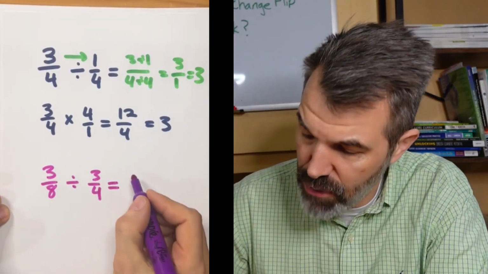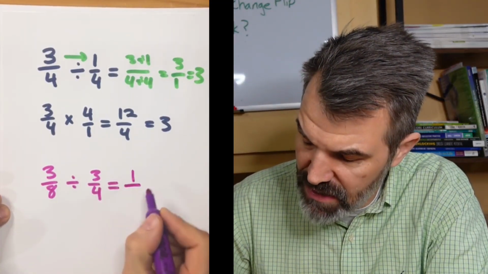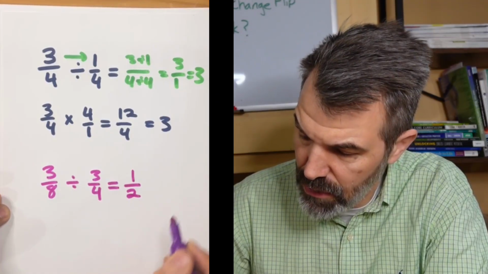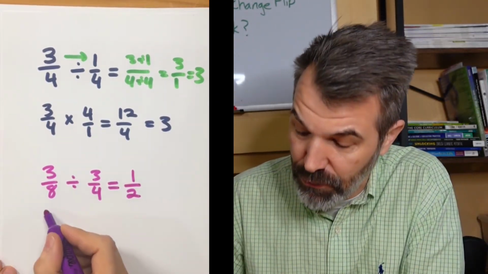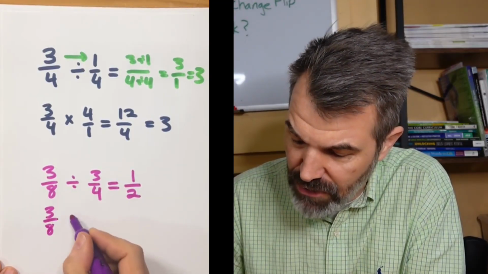So 3 divided by 3, well, no, that's 1. And 8 divided by 4 is in fact 2. So I'm done. Looks like that's correct. So let's take a look and see. So 3/8. Let's try the way that our teacher said we had to do it.